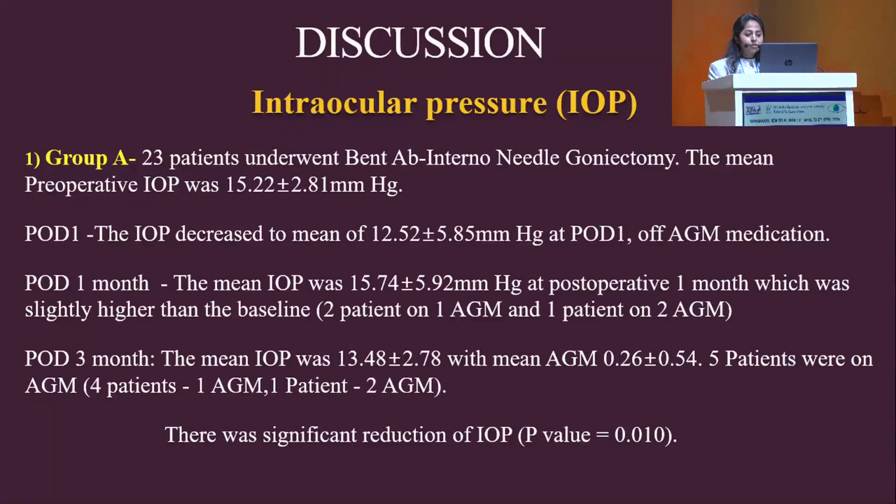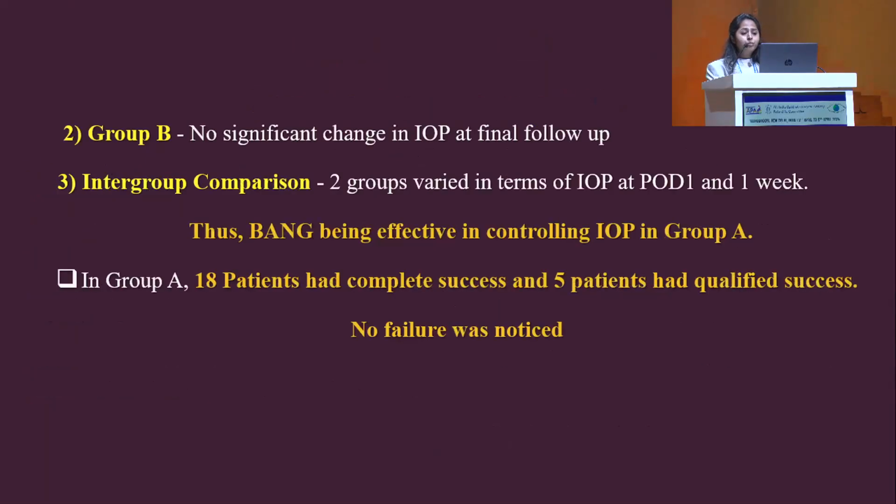Discussion. Intraocular pressure, Group A, where 23 patients underwent surgery. On post-operative day 1, the IOP decreased to a mean of 12.52. At 1 month, the mean IOP was 15.74, which was slightly higher than baseline. At 3 months, the mean IOP was 13.48 with mean AGM 0.26. 4 patients were on 1 AGM, whereas 1 patient was on 2 AGMs. Thus, there was significant reduction of IOP. In Group B, there was no significant change in IOP at final follow-up. In intra-group comparisons, the 2 groups varied in terms of IOP on post-operative day 1 and 1 week. Thus, 18 patients had complete success and 5 patients had qualified success, and no failure was noticed.